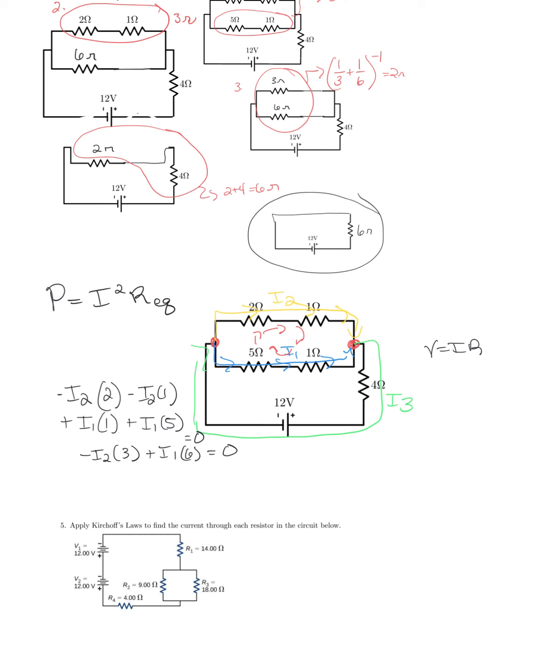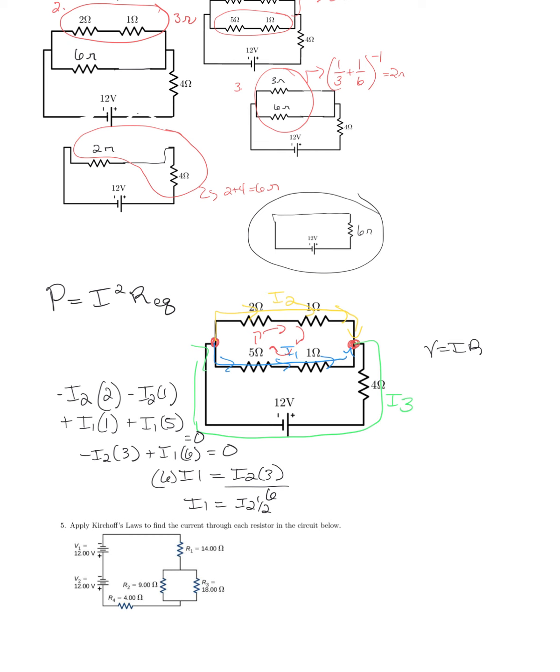Remember, we're trying to look for the power dissipated, which means we need a current, specifically the current going through the 5 ohm resistor. They didn't ask for these other ones. Because of that, we need to solve in terms of I1, because that's what we're looking for. So we're going to have I1 equals I2 times 3 divided by 6, so I1 equals I2 times 1/2.